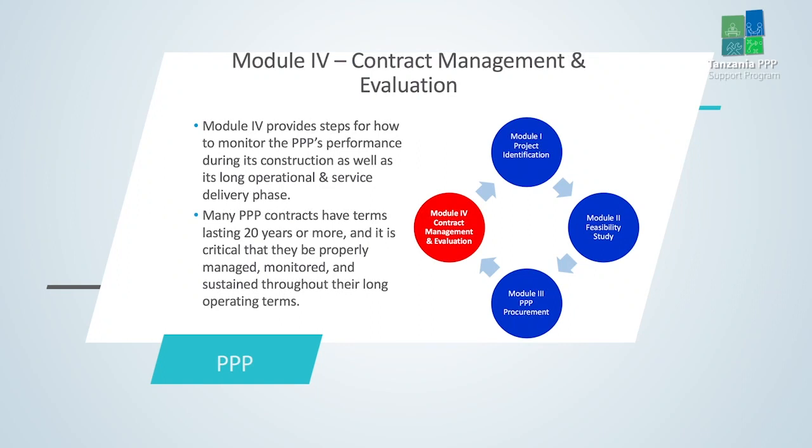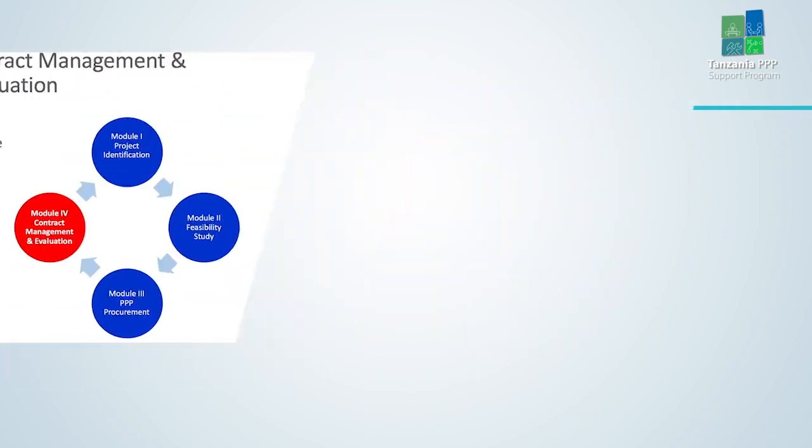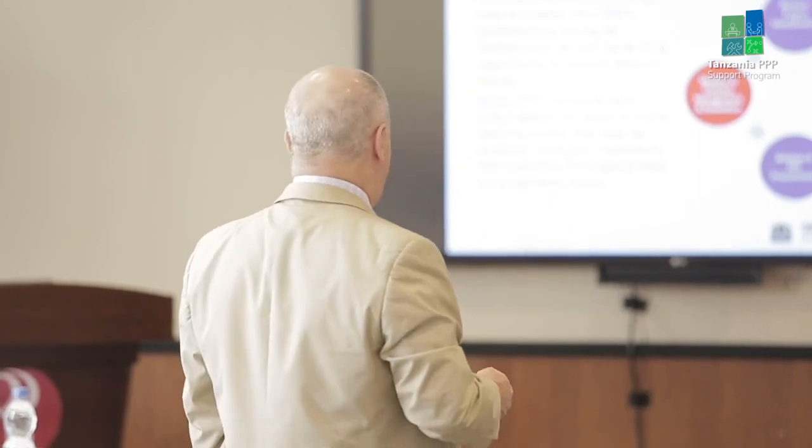Those first three phases might take 18 months, might take 24 months, might even take 3 years. This phase is our longest by far. We could have a contract that lasts for 30 years. We need to monitor, evaluate and manage that contract for those 30 years. These are performance-based contracts, and to make sure they're performing, we have to monitor it. So those are our four phases.